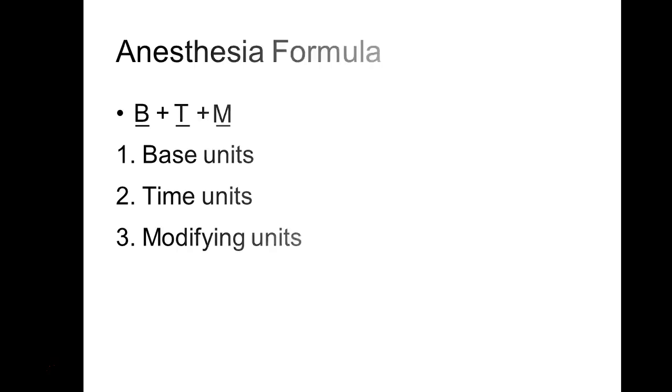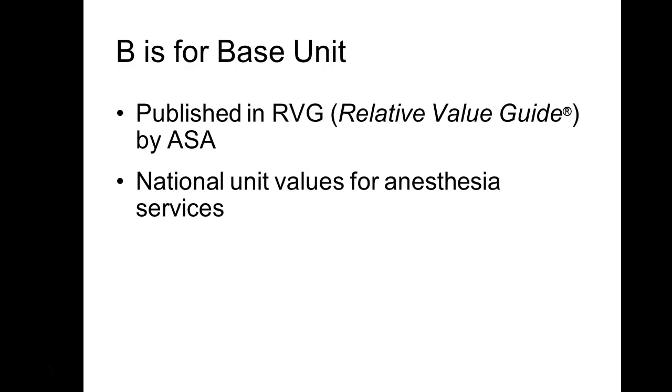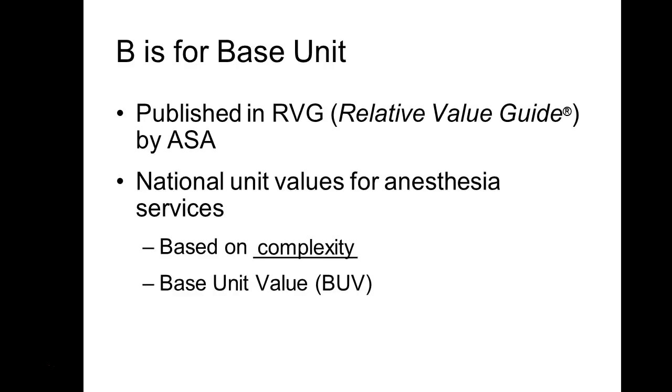So the base unit, again, is published by what we call the RVG, the Relative Value Guide, published by the ASA, the American Society of Anesthesiologists. Now, the national unit value is something that we use throughout the country. So it doesn't matter where you live, the base unit is not going to change. Again, these are solely based on the complexity of the procedure.